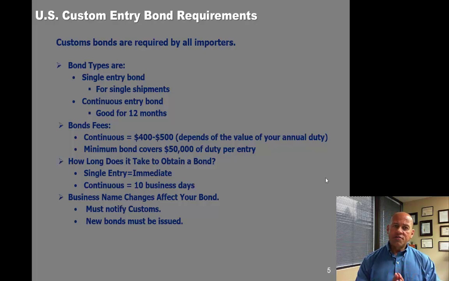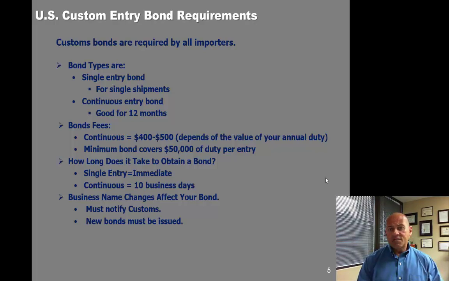The other essential thing in the importing process is customs bonds. So all importers, no matter how frequent or infrequent they are, need a customs bond for their items. Sometimes the bond is provided through a freight forwarder or a courier company, but most large, frequent importers have or should obtain their own bond. There's essentially two types of customs bonds.